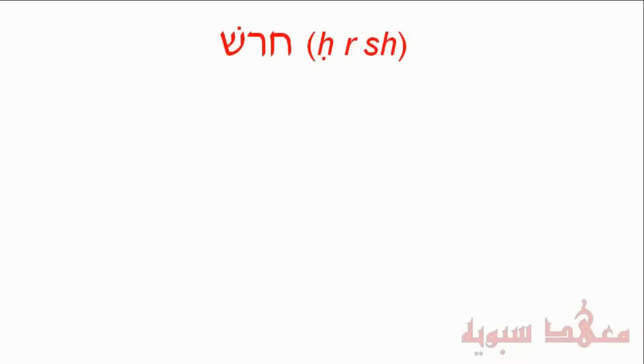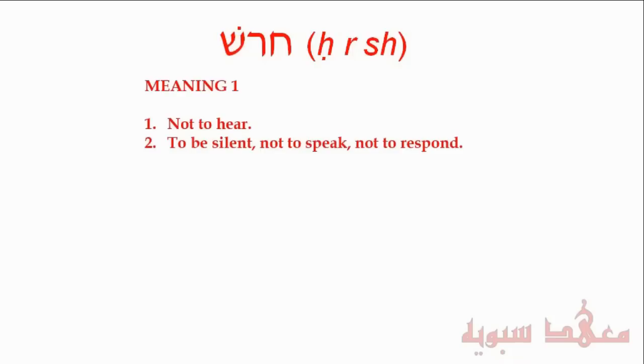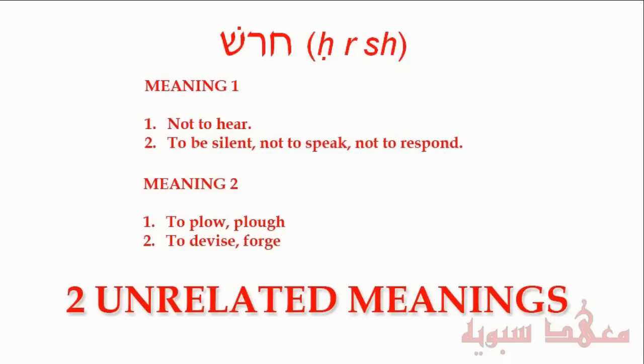So for example, we have the following root in the Hebrew language. So in Hebrew it would be kha, ra, and sha. And this particular root has two distinct meanings. The first one is not to hear, to be silent, not to speak, not to respond. And the second meaning means to plow, to devise, forge. So for example, the way farmers plow the land. Now, you'll notice something about these two meanings. They're two unrelated meanings, and it's shared by this singular root.